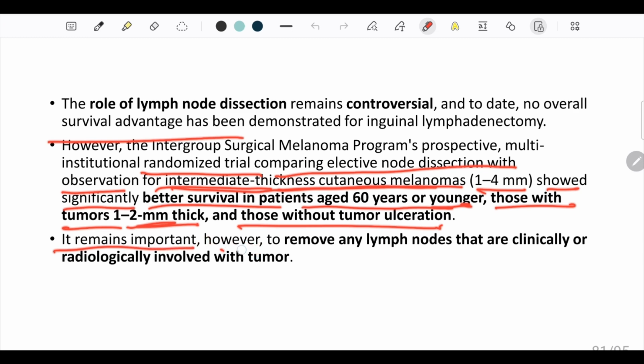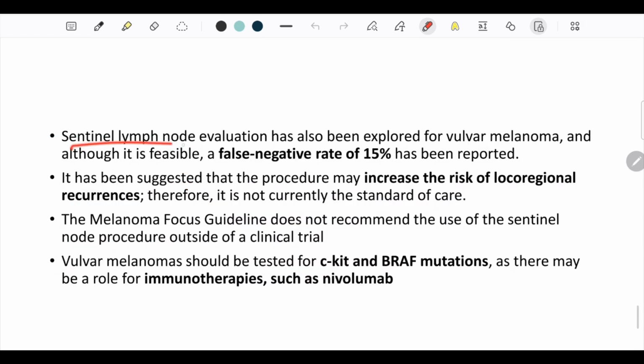It remains important, however, to remove any lymph node that is clinically or radiologically involved with tumor. If it is involved by the tumor, then you have to remove the lymph node. Sentinel lymph node evaluation has been explored for vulvar melanoma. Although it is feasible, a false negative rate of 15% has been reported.